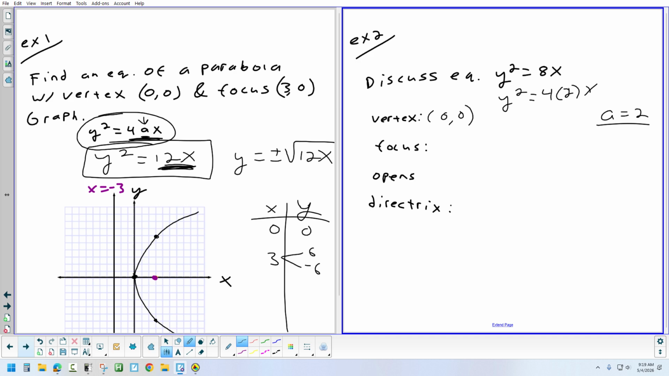Let's figure out which way it opens first. Which way is this parabola going to open? Yep, to the right. You look at 2 things to figure that out. Is this positive or negative? And what letter is right there? Positive number x. Positive x means it opens to the right.